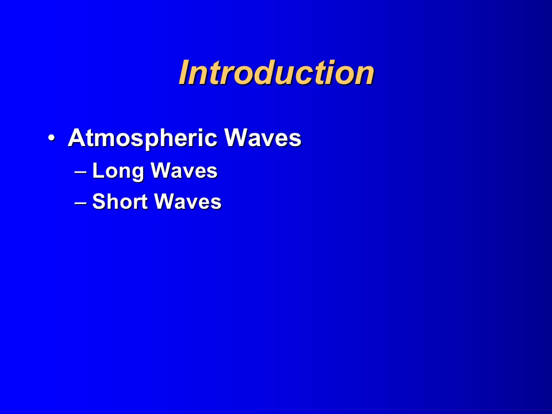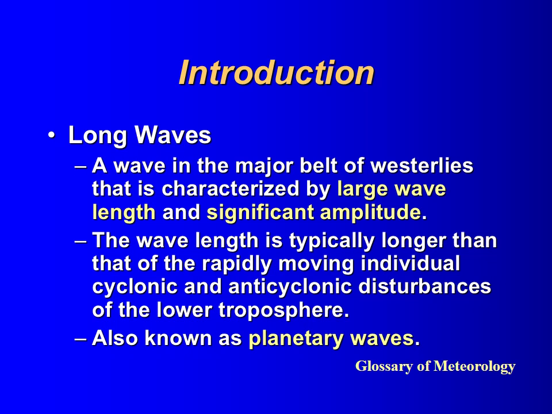So in the atmosphere, you've got long waves and you've got short waves, and we kind of talked about these already. A long wave, my gosh, there's the definition of long wave from the glossary of meteorology. But you know, it's a major wave in the planetary westerlies, basically. It's a big wave. It has a very big amplitude and also a very large wavelength. It's bigger than cyclonic and anticyclonic systems. We call these planetary waves.